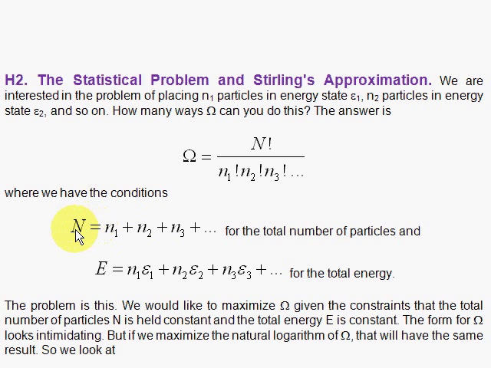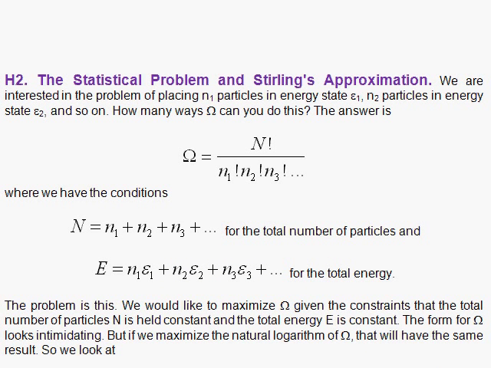The total number N is given by the sum of all the little n's, and the total energy of the system is the number of particles in the first energy level times the first energy, plus the second energy times the number of particles in the second, and so on and so on and so on.